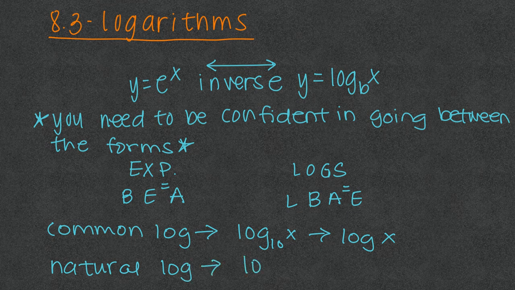The natural log was log base what? E. And how did we write that? Ln of x. You are not allowed to write these any other way than this. So they have to be written like this.